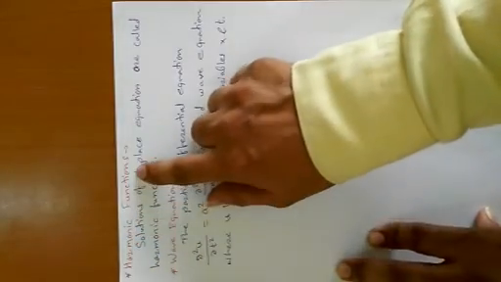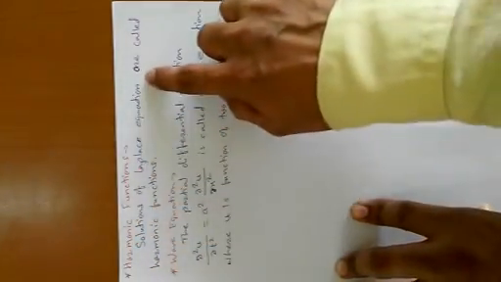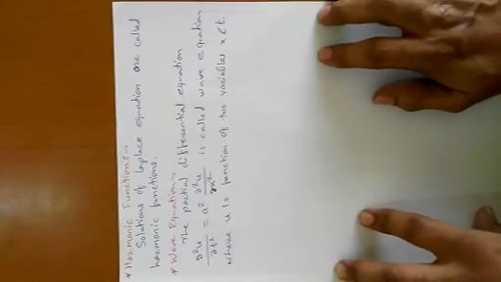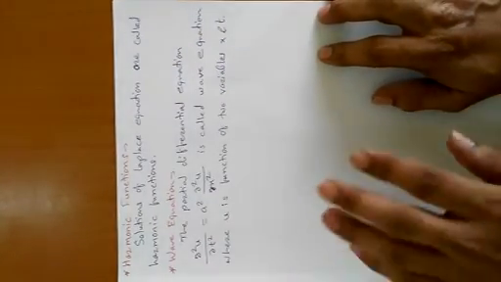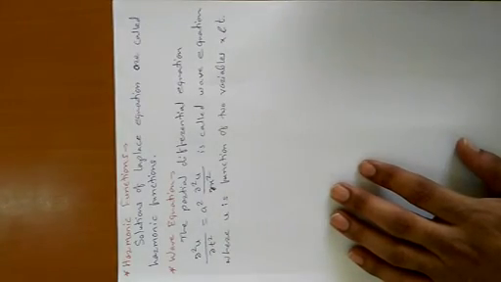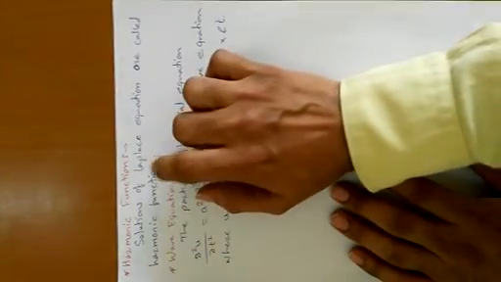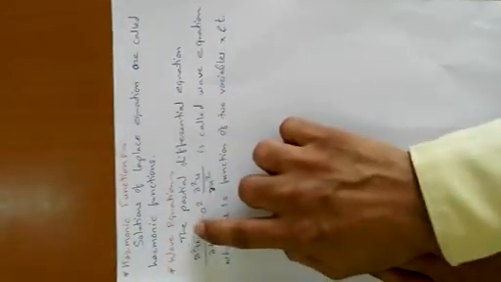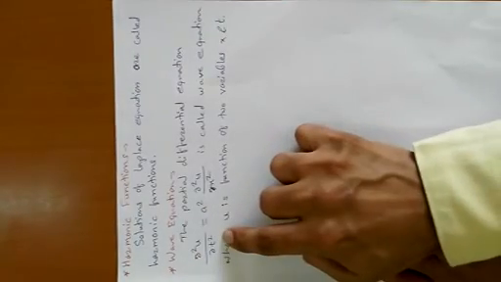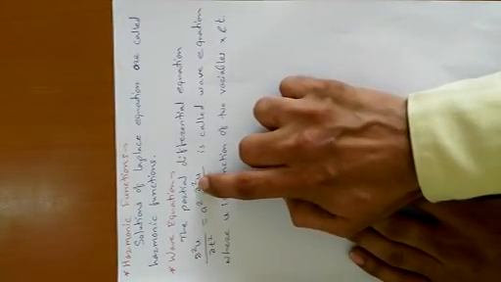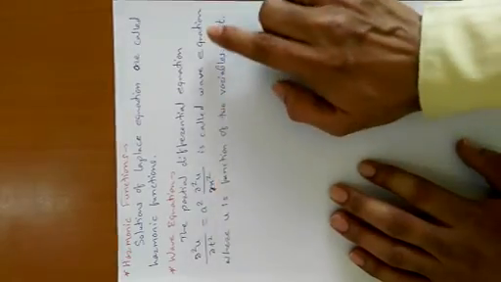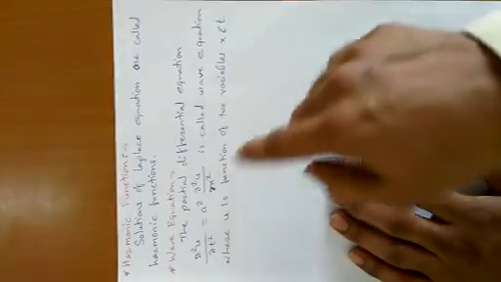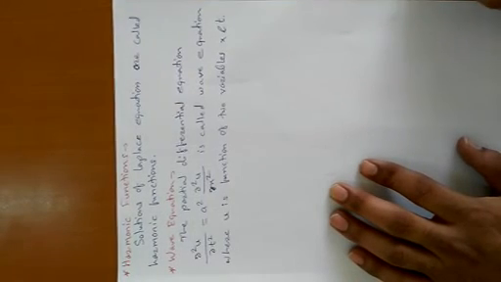Next, harmonic functions. The solutions of the Laplace equation are called harmonic functions. Those functions which are solutions of the Laplace equation are called harmonic functions. So nothing major to explain here. Next is the wave equation. What is the wave equation? The partial differential equation ∂²u/∂t² is equal to a² into ∂²u/∂x² is called the wave equation, where u is a function of again two variables x and t. Here u is a function of x and t. This equation is called the wave equation.